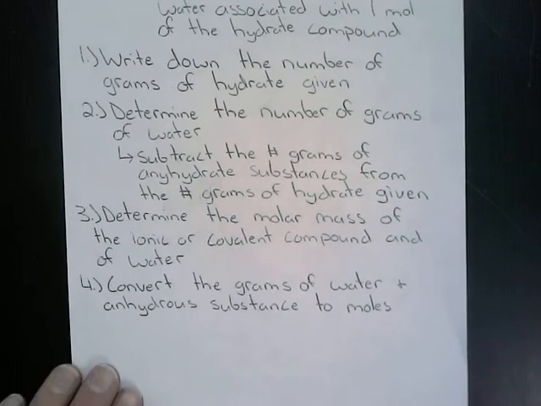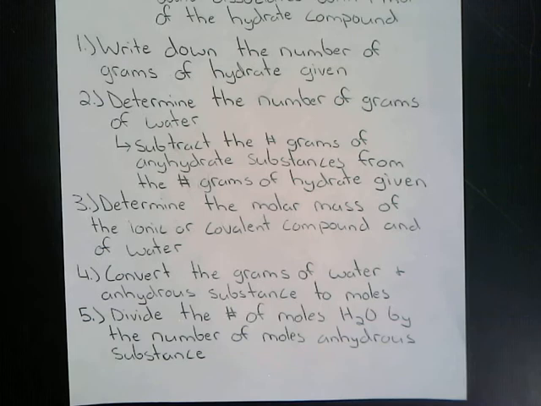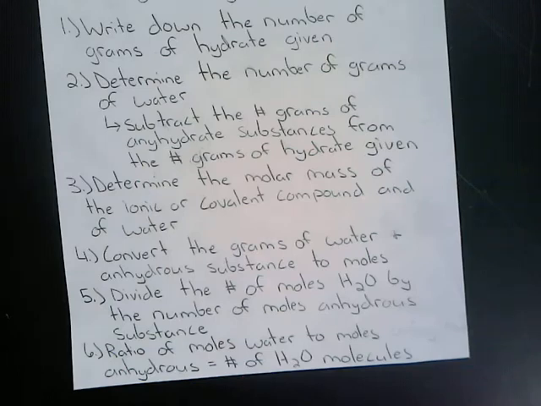The fifth step is to divide the number of moles of H2O by the number of moles of anhydrous substance. The ratio of moles of water to moles of anhydrous compound is the number of water molecules present in the hydrate. And then once you know that ratio, you can determine what the formula is given the lab data. So let's go ahead and put these steps to an example.